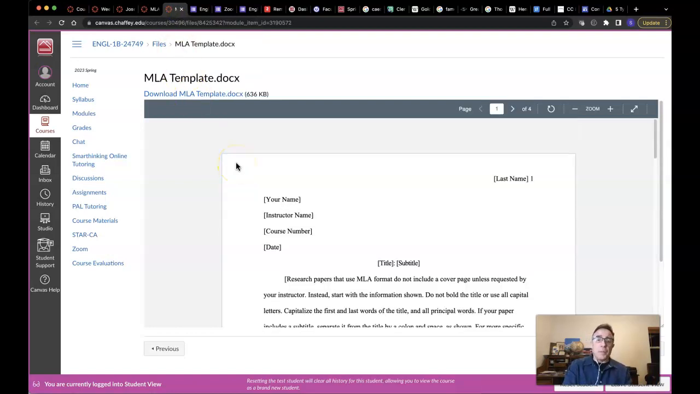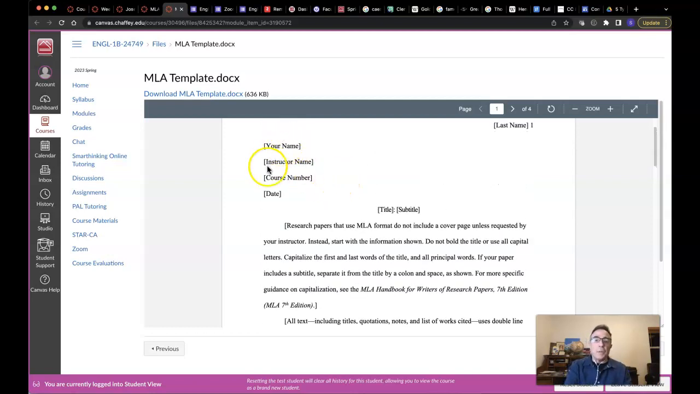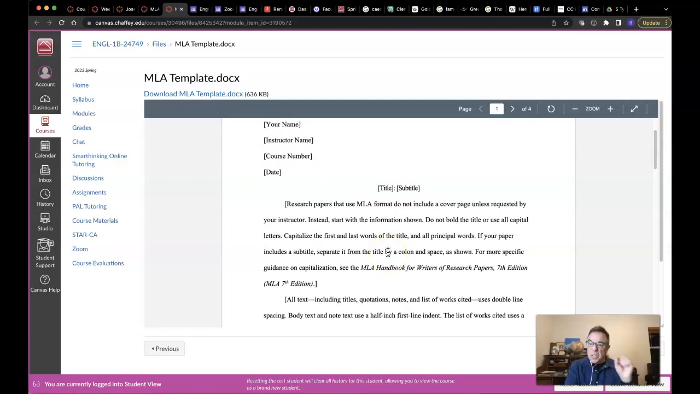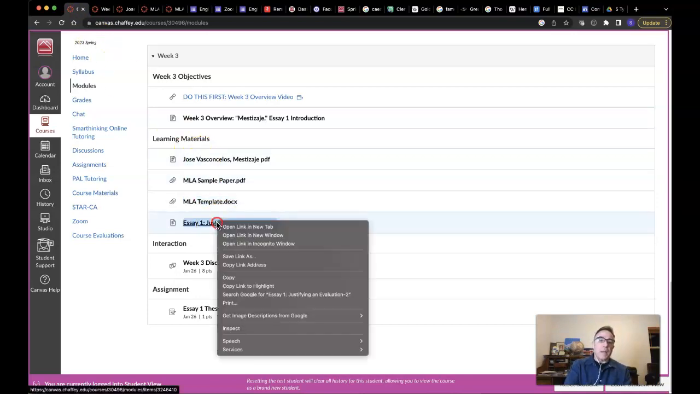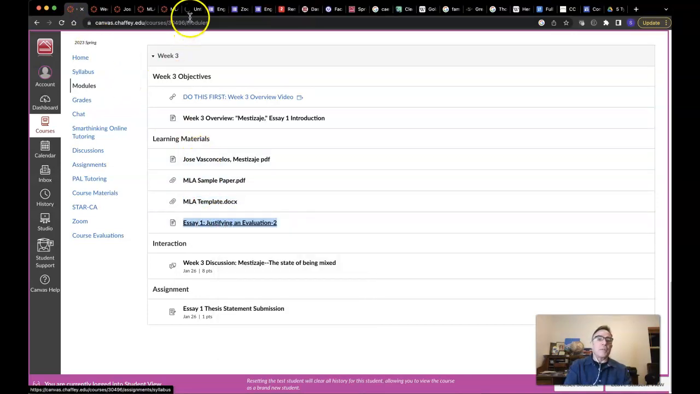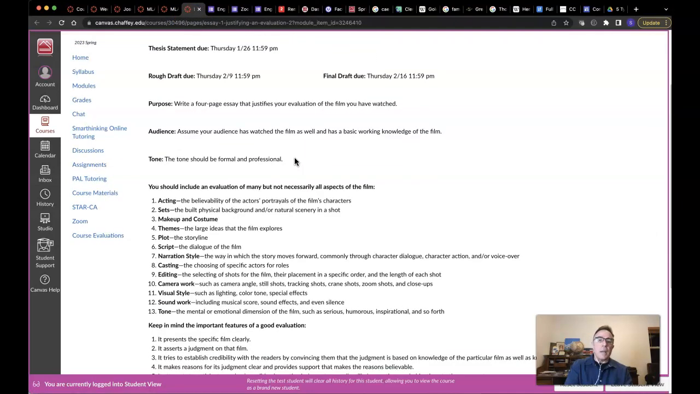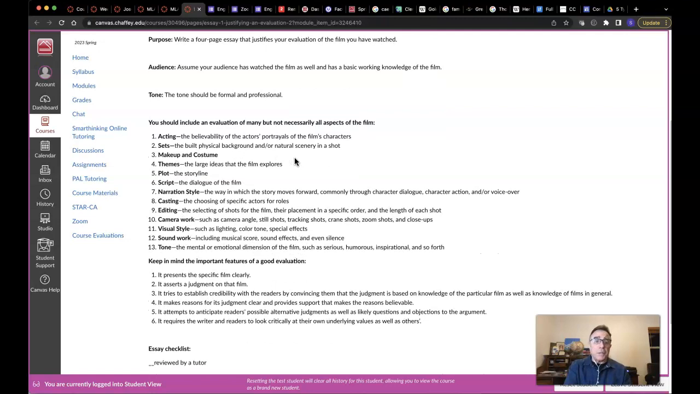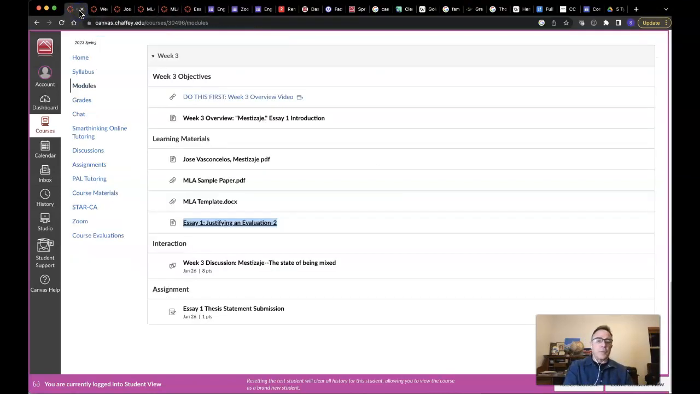Now, I've also made a template here. In other words, this is already in MLA format. You can download this and just change the information and you are set to go, instead of having to redo it every single time. And here, of course, is our justifying an evaluation. And it's all about the film The Infiltrators that we're watching. Remember, you can go to infiltratorsfilm.com. I believe it's a .com to find lots of resources too.